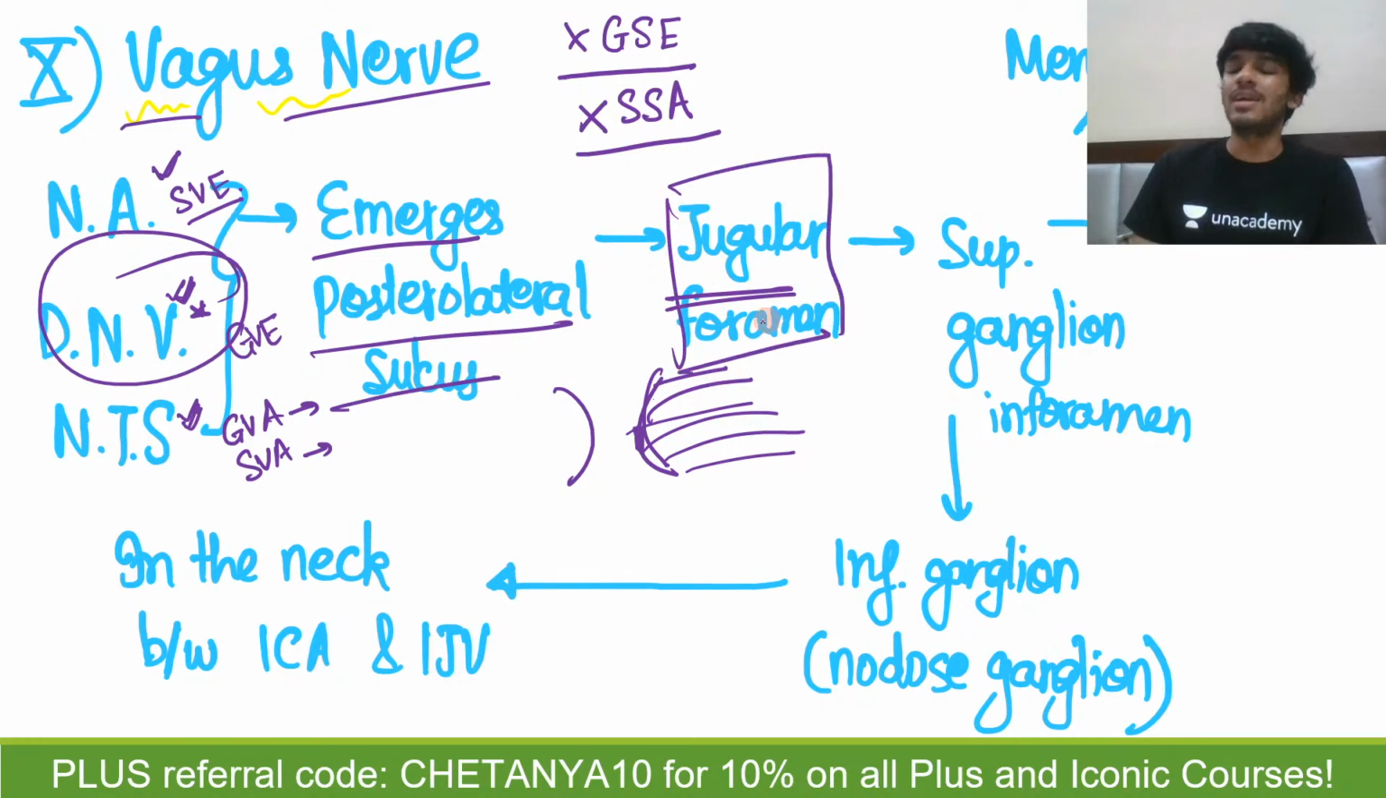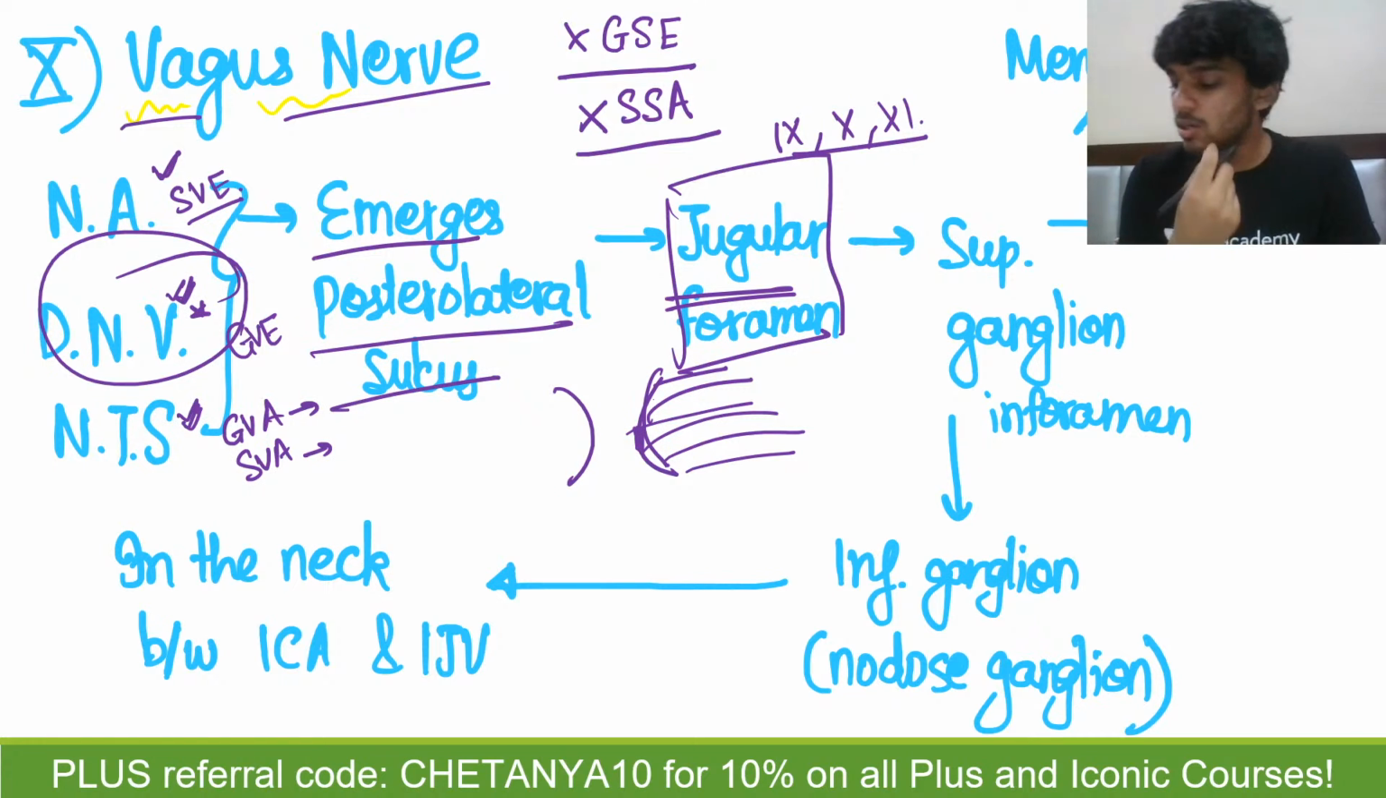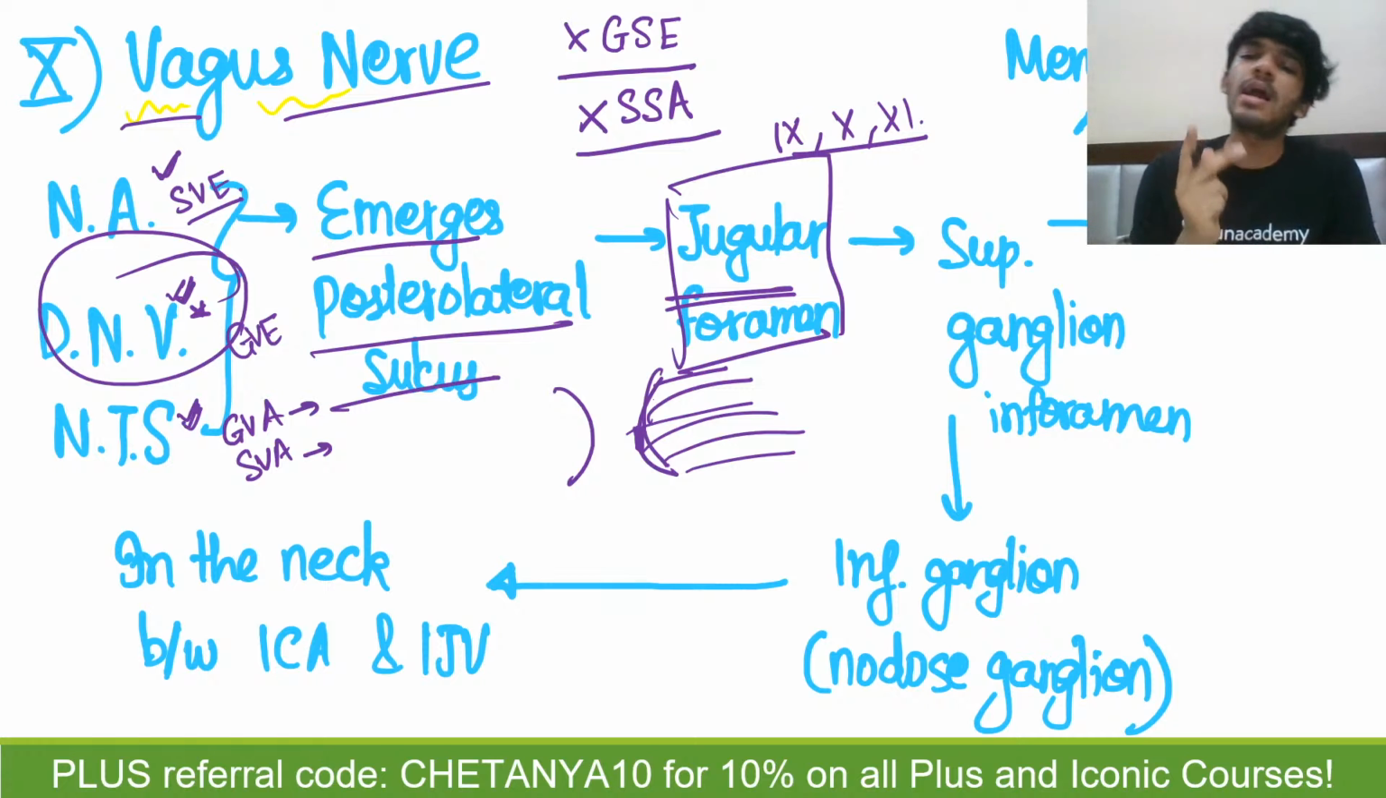I just told you the contents of the jugular foramen are the ninth, 10th, and 11th cranial nerves. It moves into the jugular foramen and forms two ganglia here. One is the superior ganglion and the other is the inferior ganglion. Now, what is the role of the superior ganglion? The superior ganglion does two things.